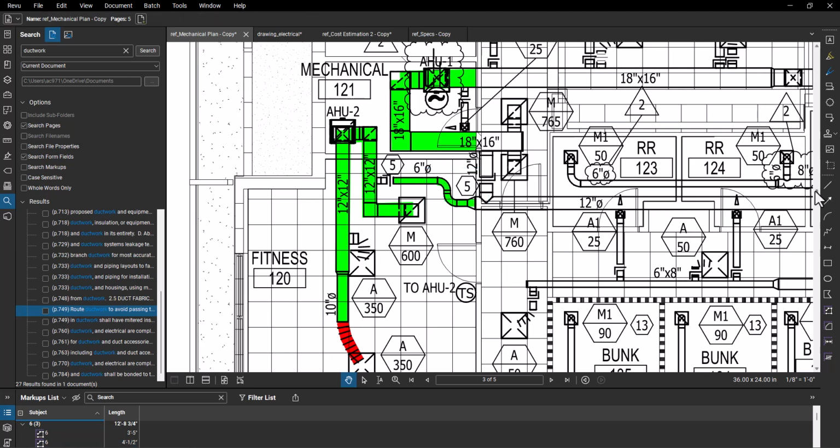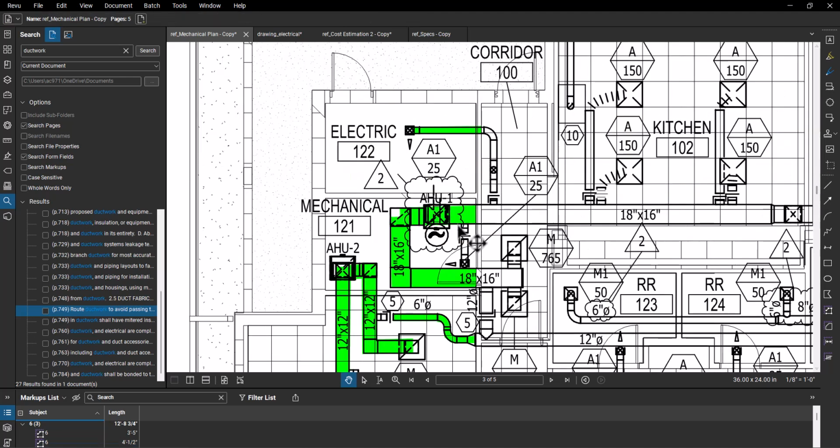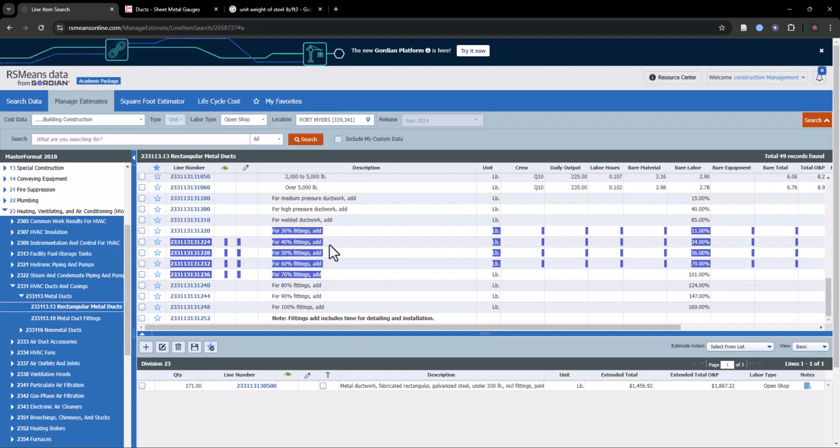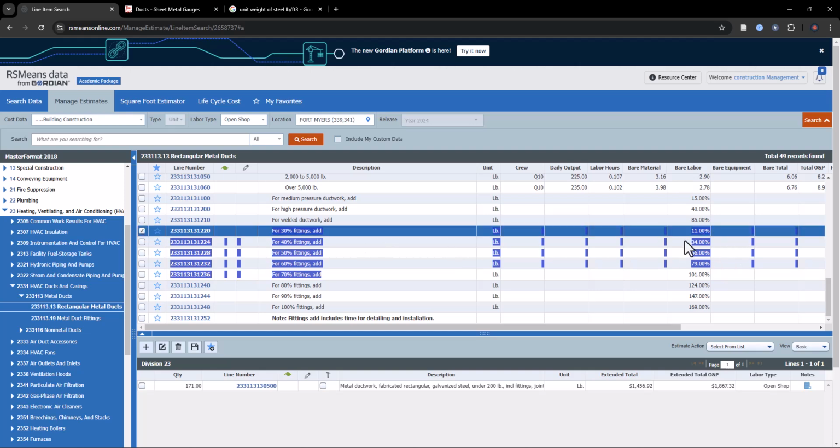If we have a lot of fitting, what you can do is measure the fitting, and then divide by the total length of the ductwork to see if that is larger than 25%. If it is larger than 25%, then you're gonna pick here and add that.